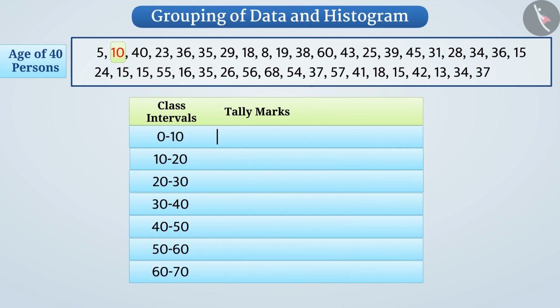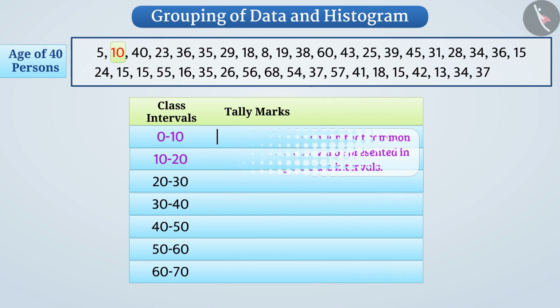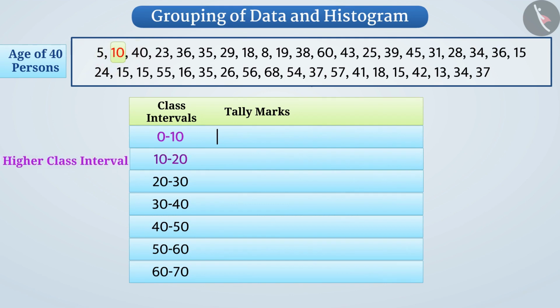Now let's talk about observation 10. We see that 10 is included in class interval 0 to 10 as well as 10 to 20. But an observation can only be included in a single class interval. To avoid this situation, we adopt a convention that a common observation will be presented in the higher class intervals. Here, we will include 10 in higher class interval 10 to 20 and create tally marks for it.